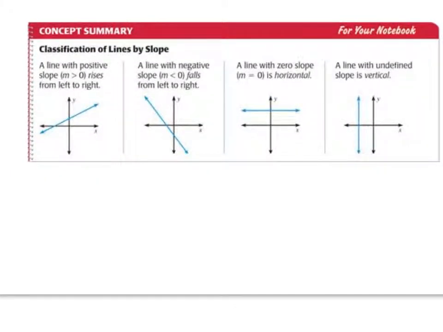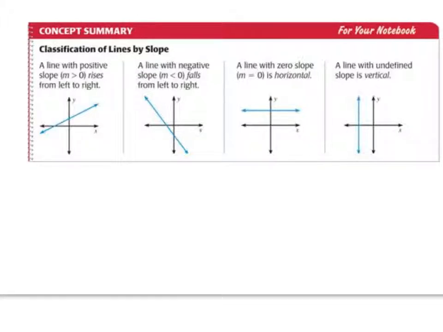So it says, classification of lines by the slope. A line with a positive slope means it rises from left to right. See how you always look at a graph from the left to the right. And see how this one goes uphill? That's because it's positive. See how this one goes downhill left to right? It's because it's negative. The slope is 0, horizontal. The slope is undefined, vertical. Okay?